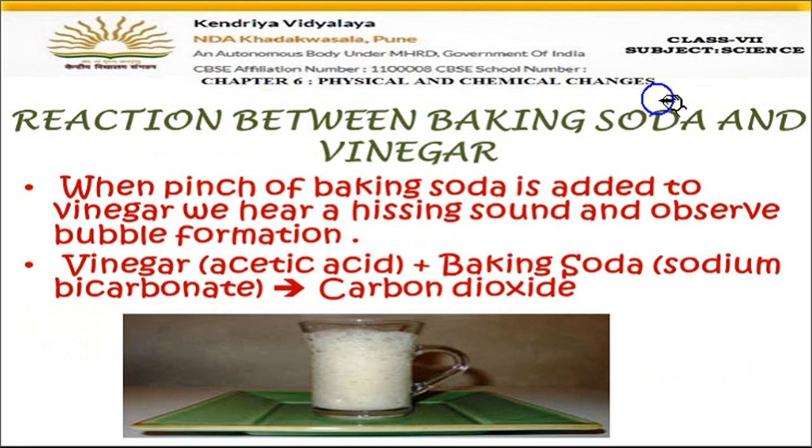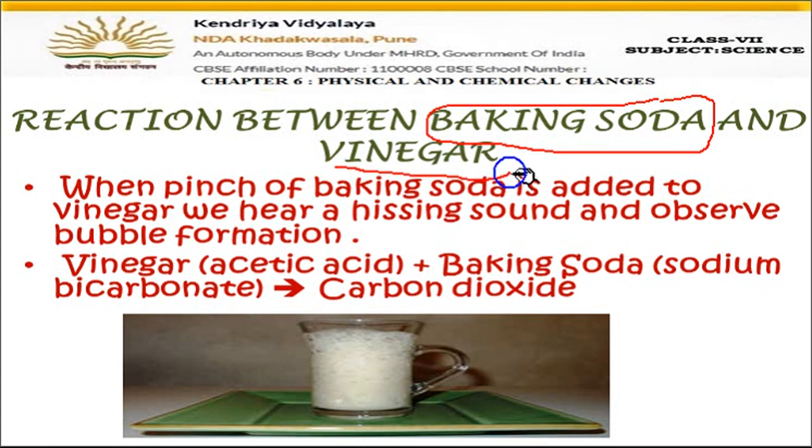Students, baking soda is available in our houses. We use this soda as cooking soda also. When pakoras are made at home, a pinch of baking soda is added to it, if you have noticed when your mother cooks. And vinegar is also available. Vinegar is used in pickles as a preservative also. Now let's see what this reaction is.